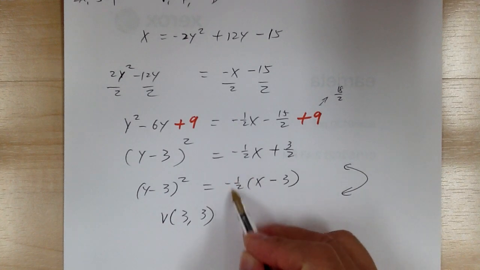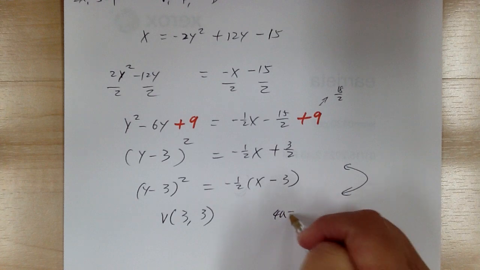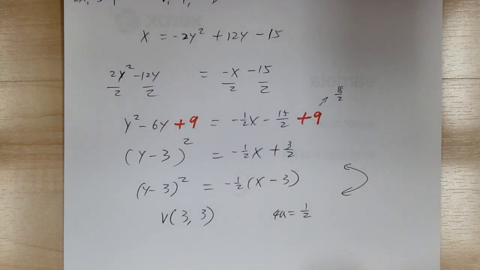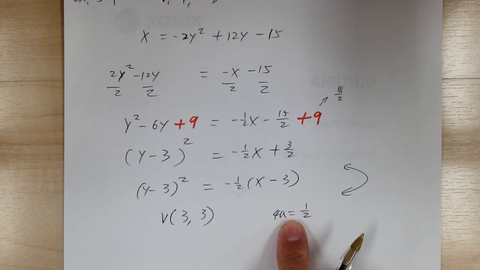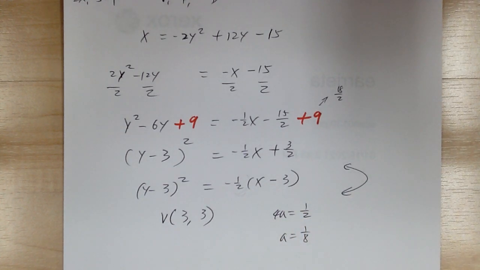So this is your opening at the focus. Okay? So that's your 4a. So 4a equal to 1/2. Okay? So if you multiply by 1/4, so a equal to 1 over 8. Now what is all this?